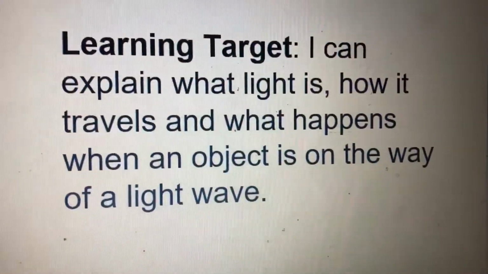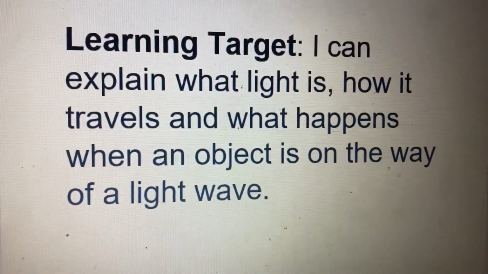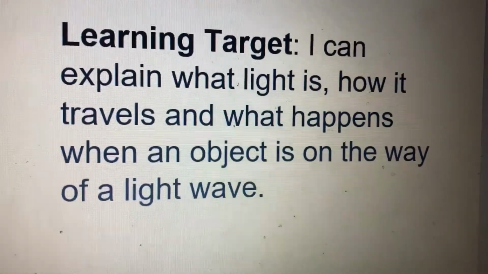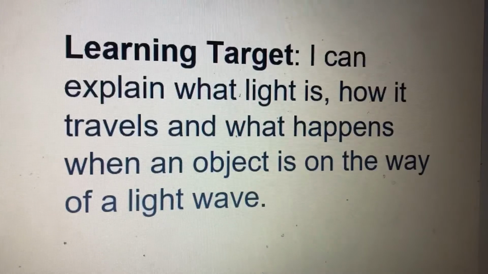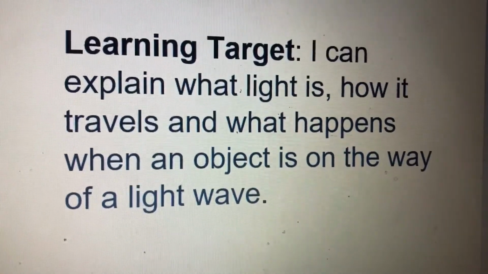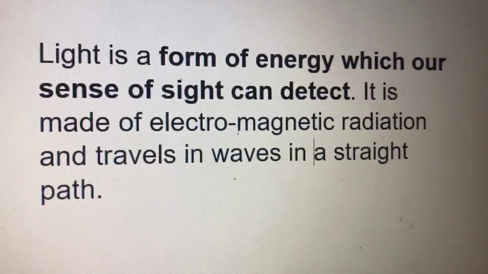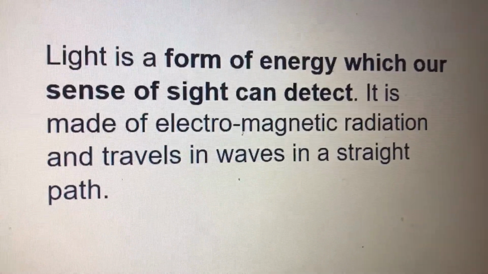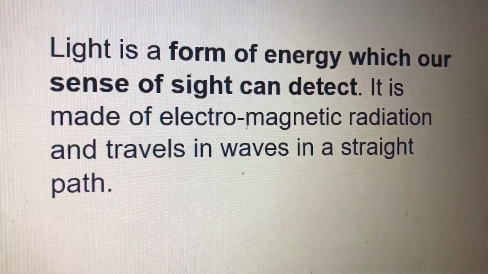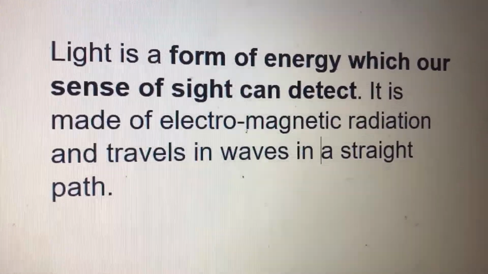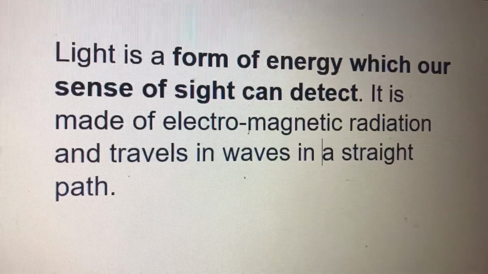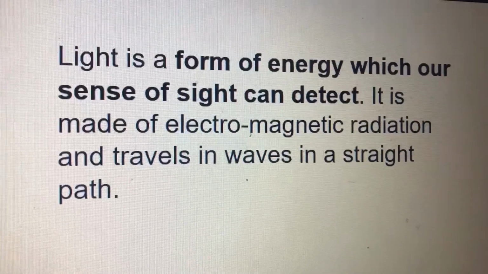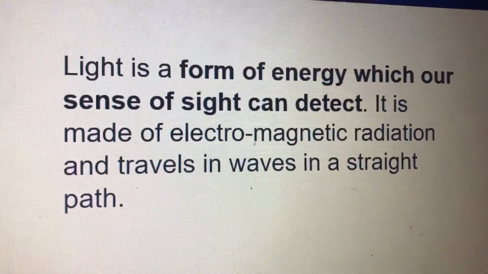Let's look at our learning target real quickly so I can explain what light is, how it travels, and what happens when an object is on the way of a light wave. All right, so we are getting there, but let's look at a definition of light. So light, according to the dictionary, is a form of energy which our sense of sight, our eyes, can detect, can see. It is made of electromagnetic radiation and travels in waves in a straight path. Okay? So that's what light is.